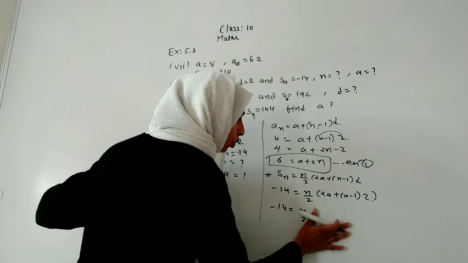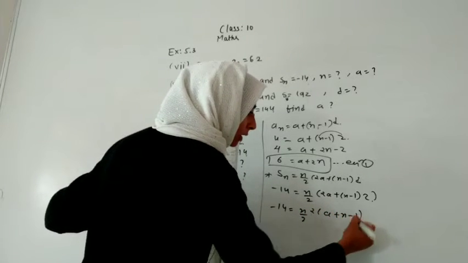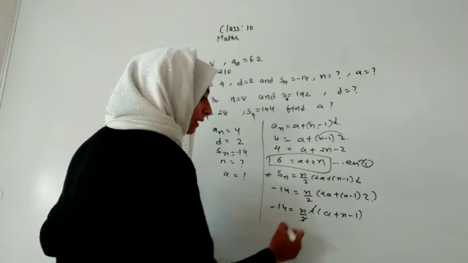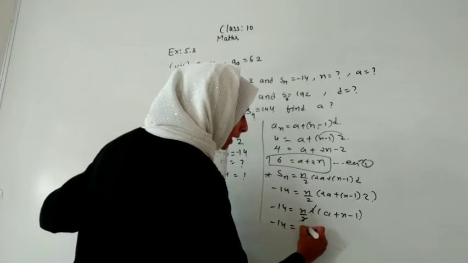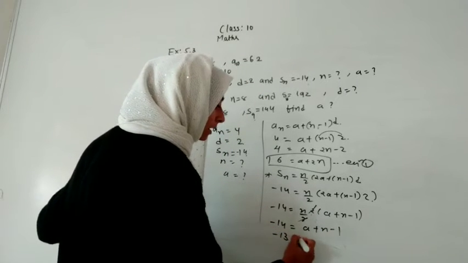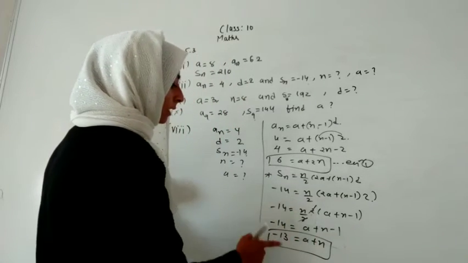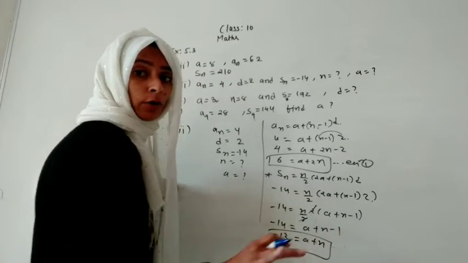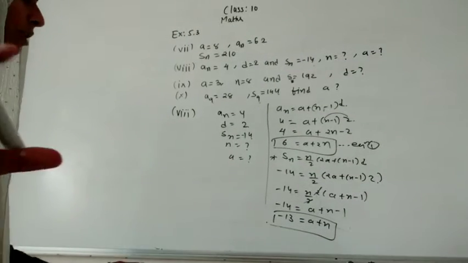Let us take 2 common. So it will look like a plus (n minus 1). Let us reduce it. So it will become minus 14 is equal to a plus (n minus 1). Let us shift it. So it will become minus 13 is equal to a plus n. So here we got another equation. I hope you can see over there. Okay, so here we got the second equation.